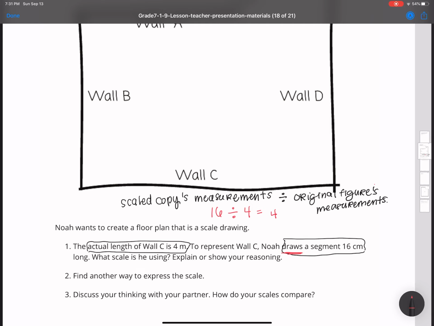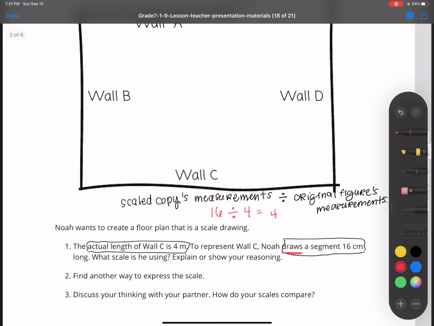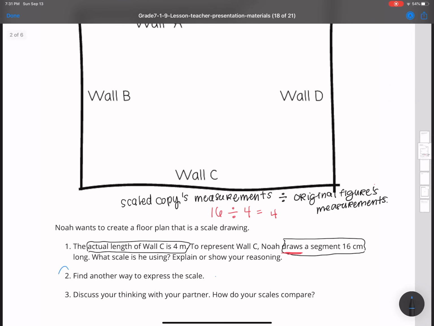You could have also said this. You could have said, oh, let me put it in a ratio format. And this is question number 2, which is find a different way. You could have put this in ratio format, which is 16 centimeters to 4 meters. Okay? So can this ratio simplify?